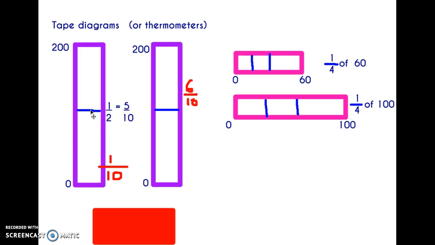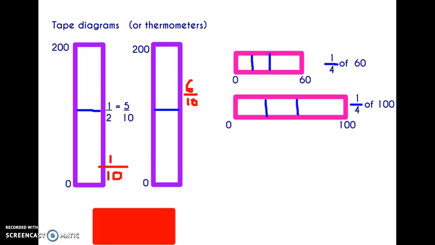Well, we know a half of 200 is the same as 5/10 of 200, and that would be about here. And we probably can see that a half of 200 is 100. So here's where 100 is. We want to know what 1/10 is. That means if we divided 200 into 10 equal parts, what would each part be?